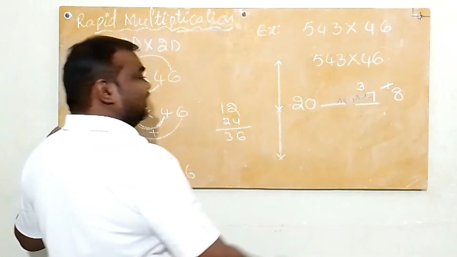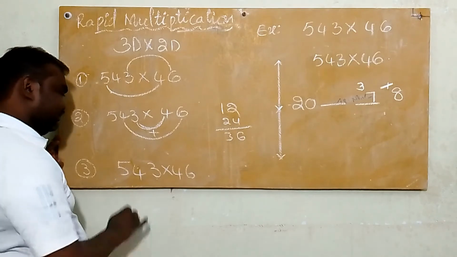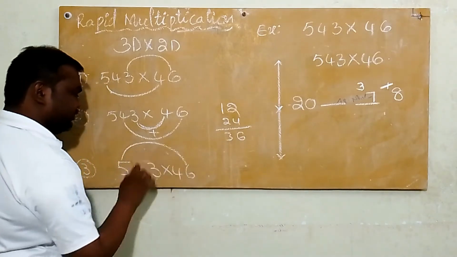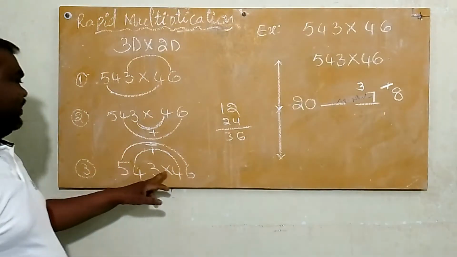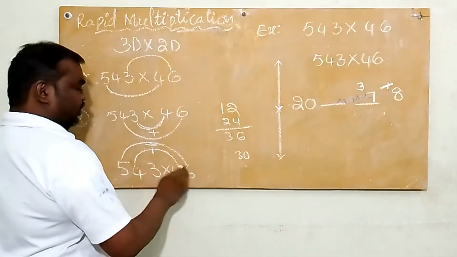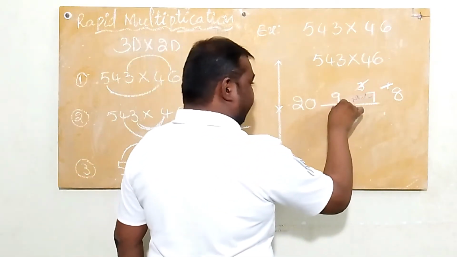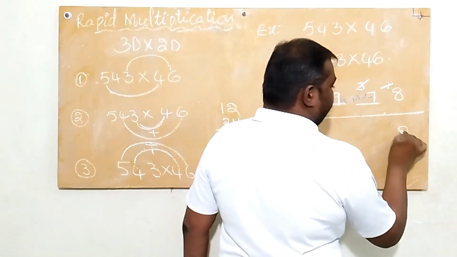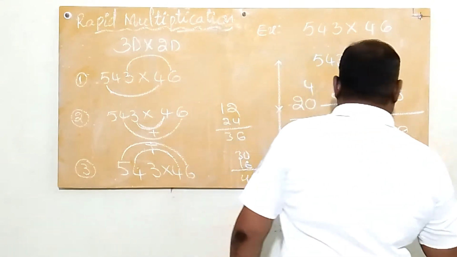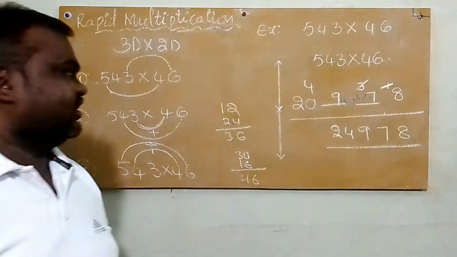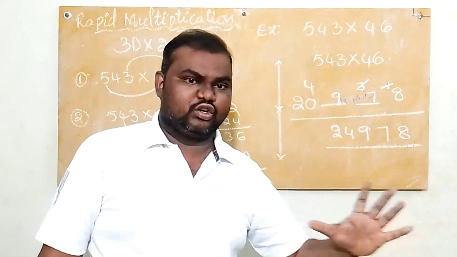Now our duty is to fill the second blank, that is the third step. What is the third step? 5 times 6 is 30, 4 times 4 is 16, so 46, and 3 more is 49. Now the answer is 24,879... 8, 7, 9, 4, 2. This is the concept of how to multiply a given 3-digit number by 2 digits.